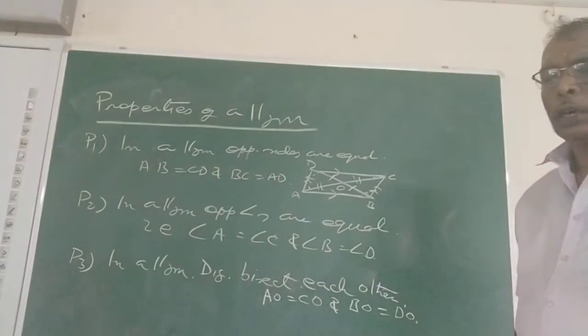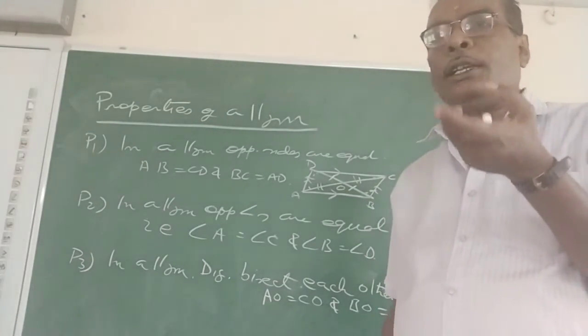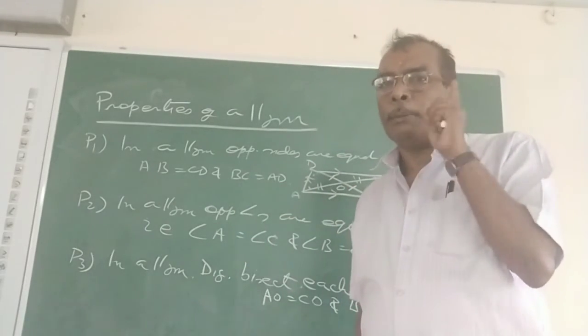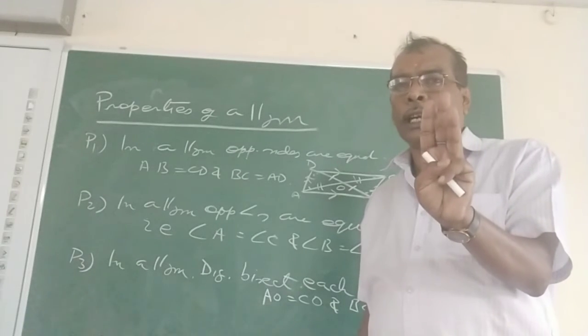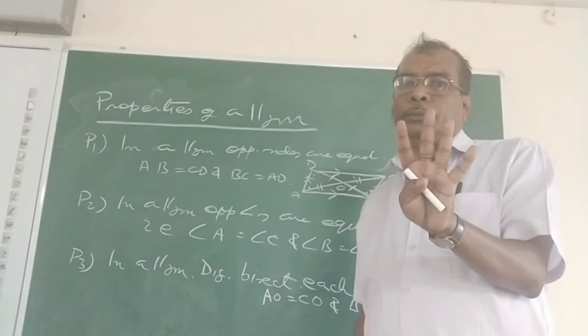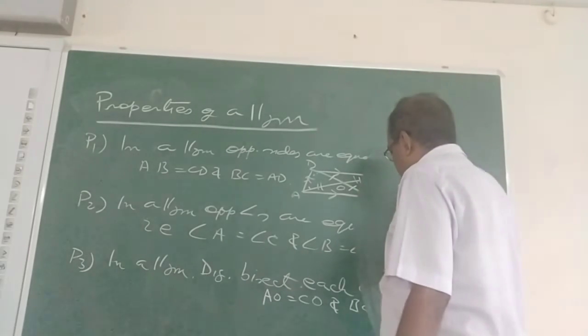Now listen, a few more things I want to discuss with you. Suppose there is a quadrilateral, and it is being asked whether it is a parallelogram, then you can use any one of the 4 properties. Number 1, opposite sides parallel. Number 2, opposite sides equal. Number 3, opposite angles equal. And number 4, diagonals bisect each other. Okay.